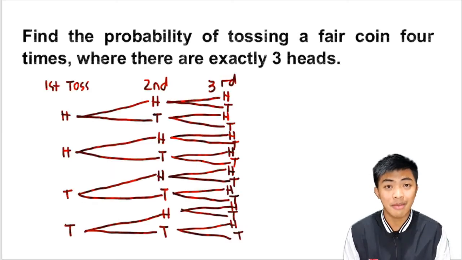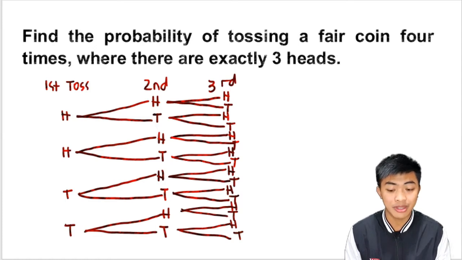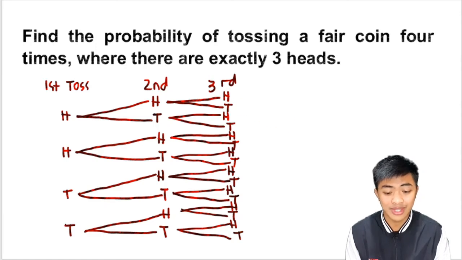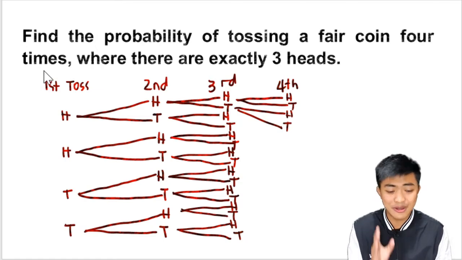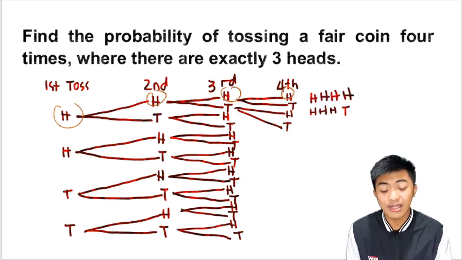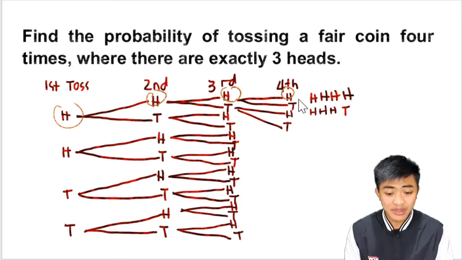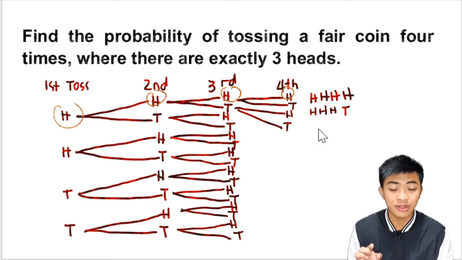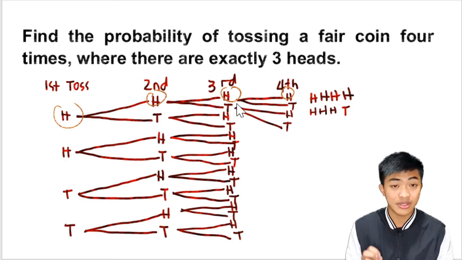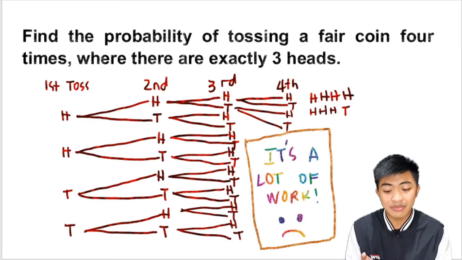Gagawa tayo ng tree diagram para ma-generate natin lahat ng mga possible outcomes. So, first toss, second toss, third toss, and of course, we are going to extend it until the 4th toss. And then, after mo natapos yung tree diagram, kailangan pa natin isulat yung mga possible outcomes. Okay, so, like kagaya nito, H, yan. And then, after nating nalaman lahat ng mga possible outcomes, titingnan natin isa-isa yung mga outcomes kung ilan doon ang may 3 heads. Tapos yun, di ba? It's actually a lot of work.